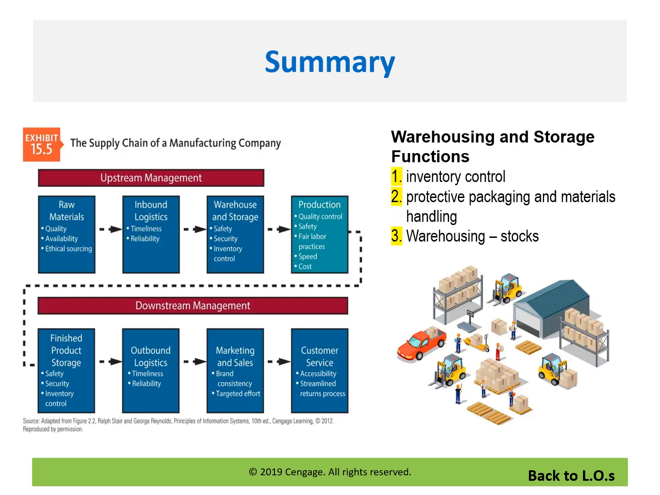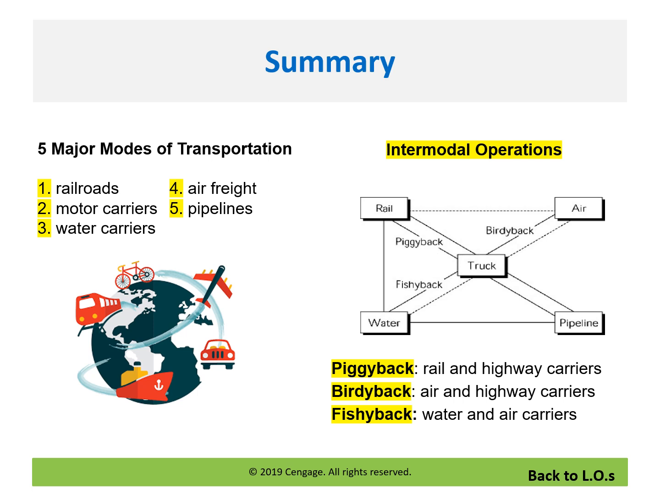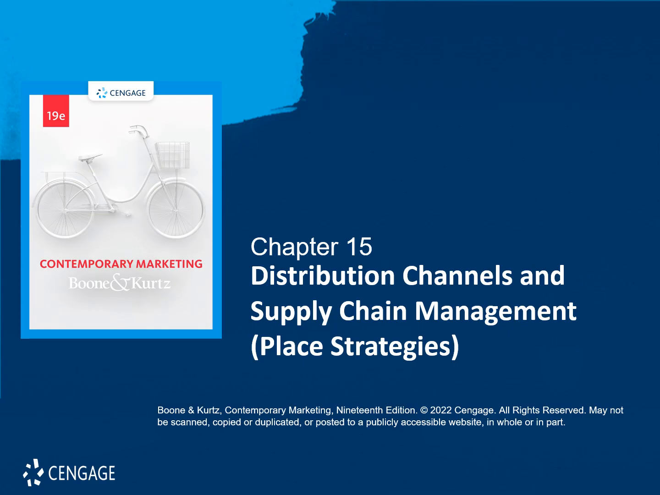Next, we talked about the supply chain of a manufacturing company, then warehousing and storage functions, which include inventory control, protective packaging and materials handling, and warehousing. The five major modes of transportation include railroads, motor carriers, water carriers, air freight, and pipelines. Intermodal operations include piggyback, birdieback, and fishyback. That was Chapter 15, Place Strategies, which include distribution channels and supply chain management.